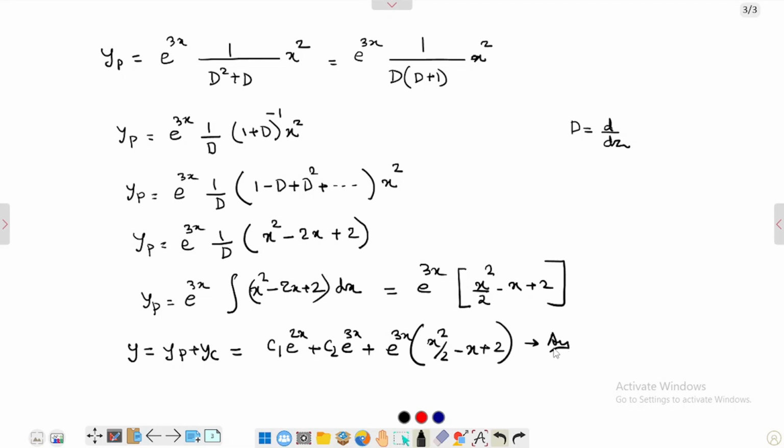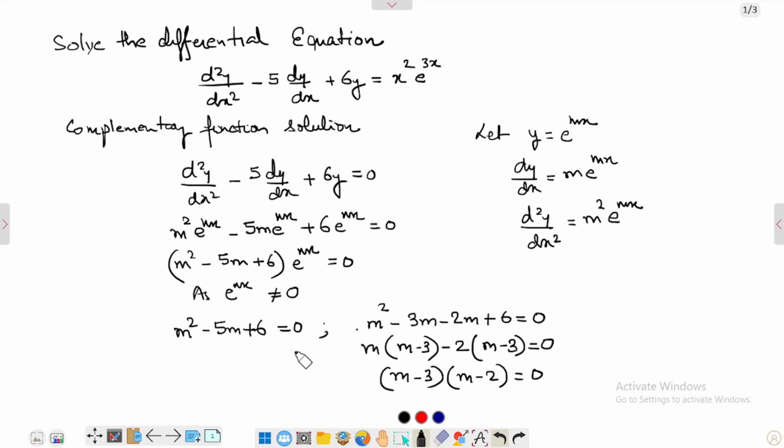So if I go back, whenever you have an equation which is given like this, with x square and e to the power 3x, if there is a product of x square, x cube or x to the 4 with an exponential term, always follow this method.